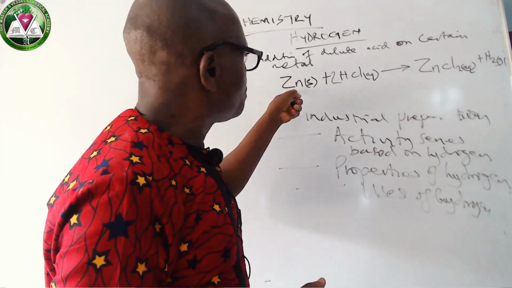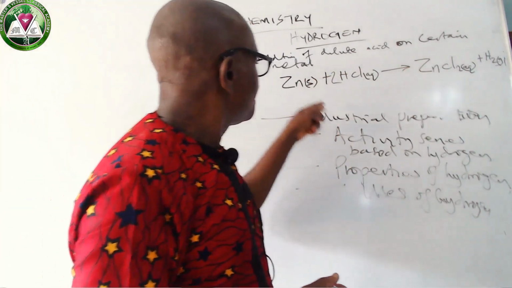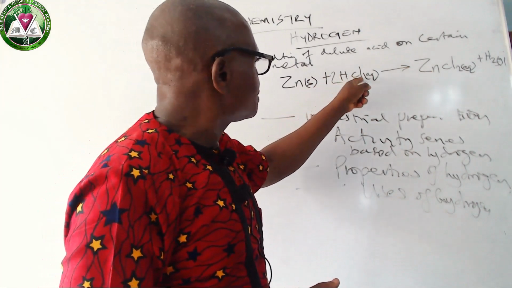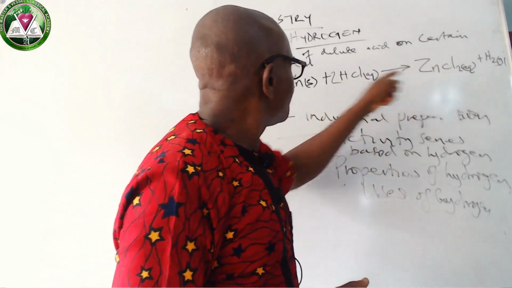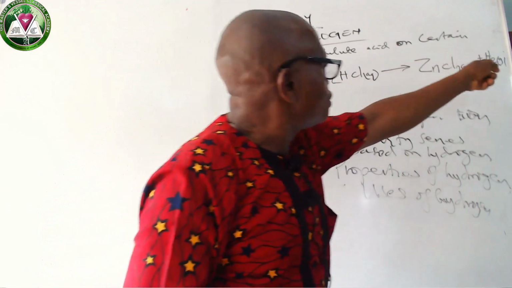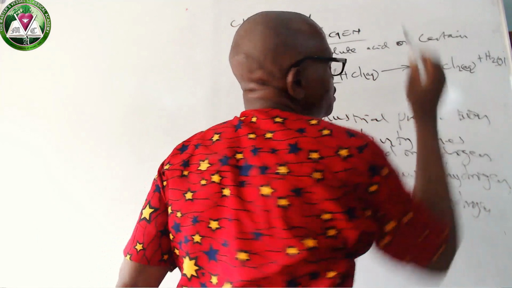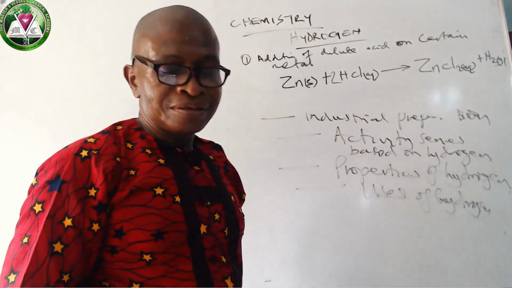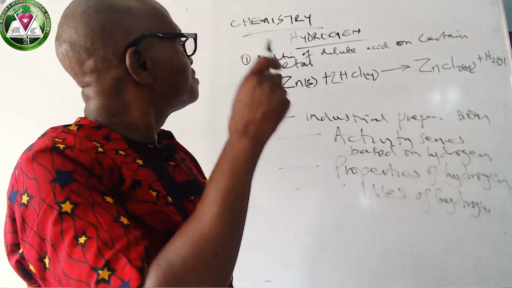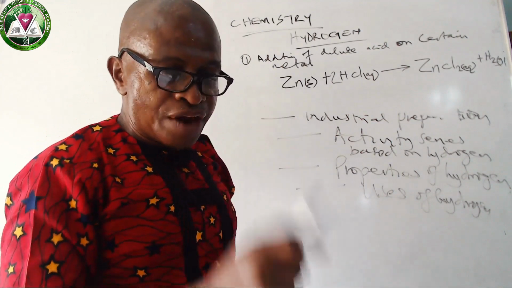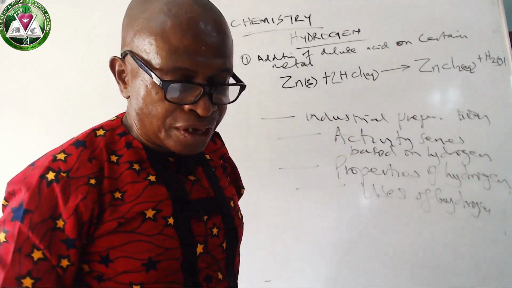Zinc is 1 atom here, zinc is 1 atom. Chlorine is 2 atoms here, chlorine is 2 atoms. Hydrogen is 2 atoms here, hydrogen is 2 atoms. You can see that you have produced hydrogen by this reaction. That is the number 1 method of producing hydrogen in the laboratory.